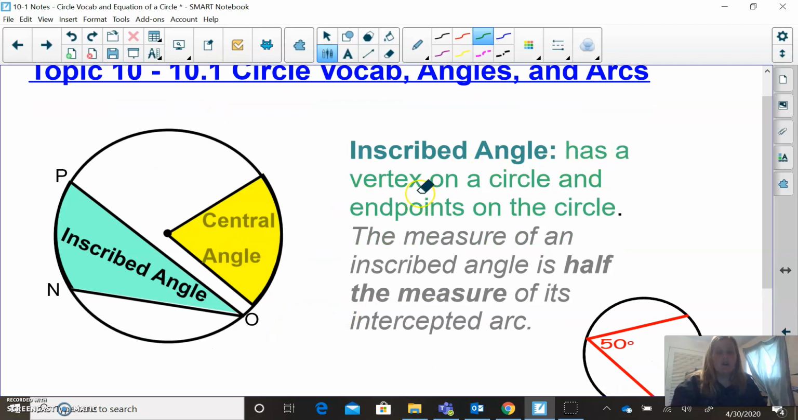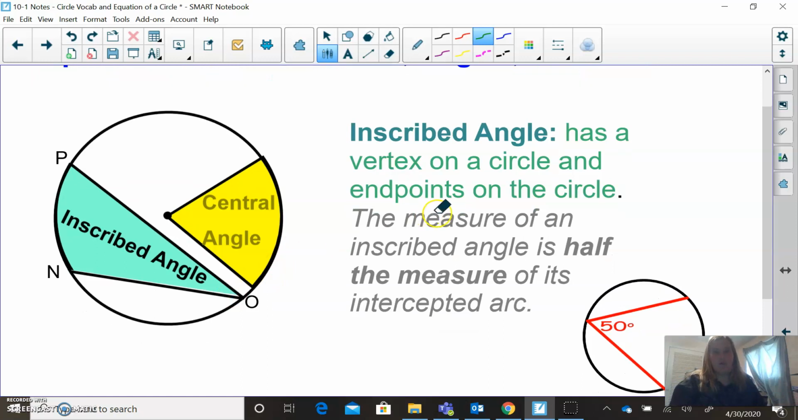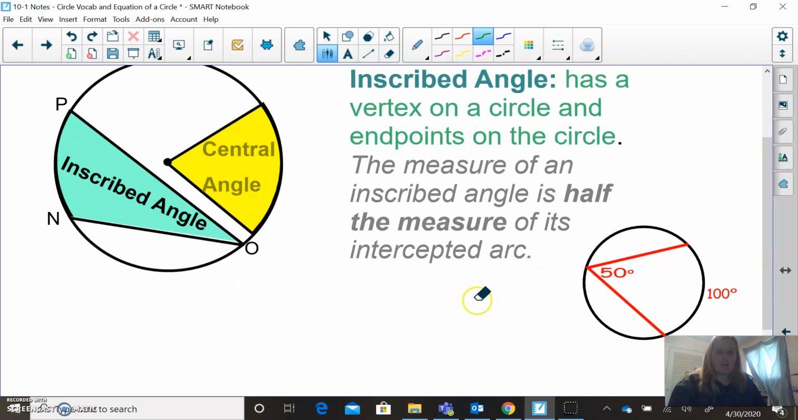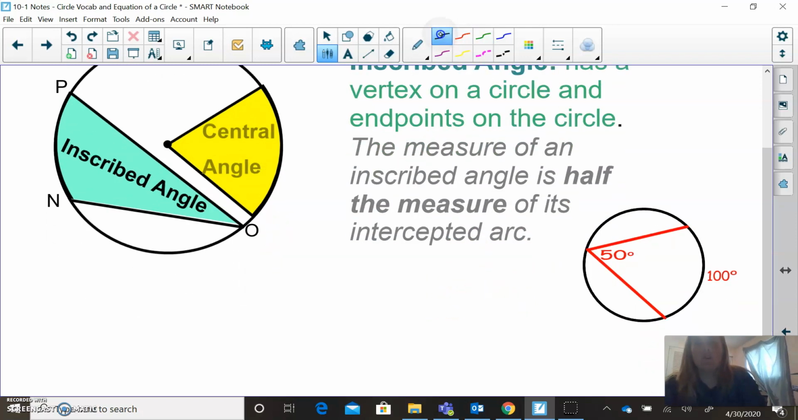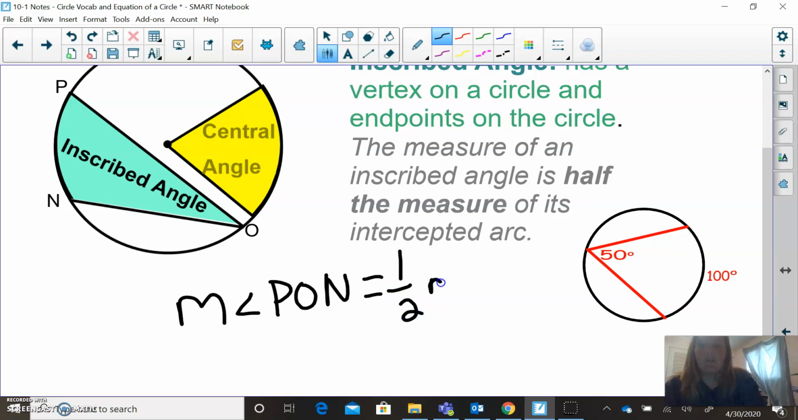So an inscribed angle has a vertex on the circle and endpoints on the circle. A central angle is in the middle. An inscribed angle goes all the way across the circle. The measure of an inscribed angle is half the measure of its intercepted arc. So, to put that into mathematical terms, the measure of angle PON is equal to 1/2 the measure of arc PN, or NP.